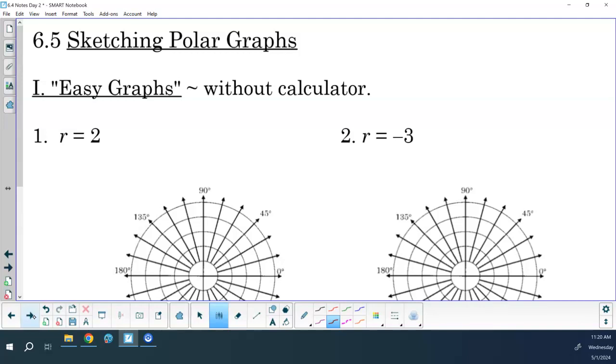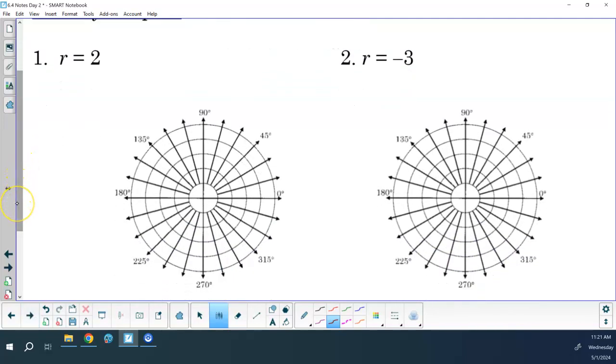what is that asking us? Or what is that telling us? We want all of the points that are what? But we don't call it the origin. We call it the pole. Yep, because it's a polar graph. So I want to find all of the points that are 2 units away from the pole. Well, that makes a circle with a radius of 2.